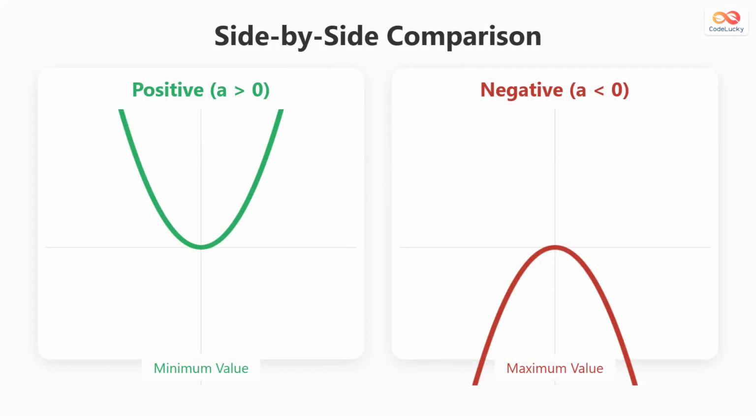When we put them side by side, the difference is clear. On the left, the positive coefficient gives us a valley with a minimum value. On the right, the negative coefficient gives us a hill with a maximum value. The shapes are reflections of each other.